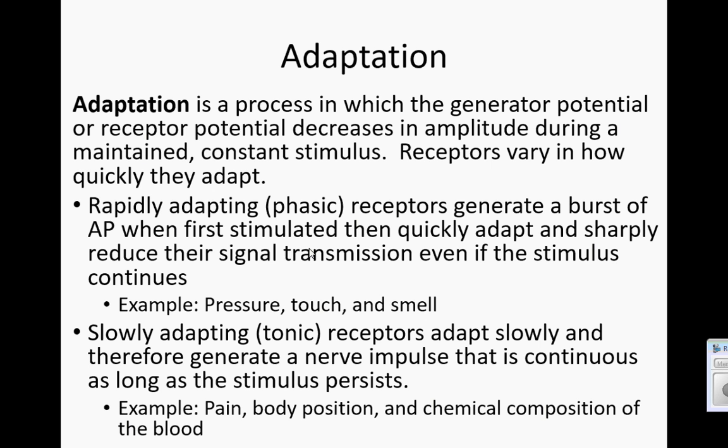Adaptation is a decrease in amplitude during a maintained constant stimulus, and receptors will vary in how quickly they adapt. The first classification are the rapidly adapting or phasic receptors, which during the stimulus will generate an action potential burst, but then quickly adapt and sharply reduce their signal transmission even if the stimulus is going to persist. This happens with pressure, touch, and smell.